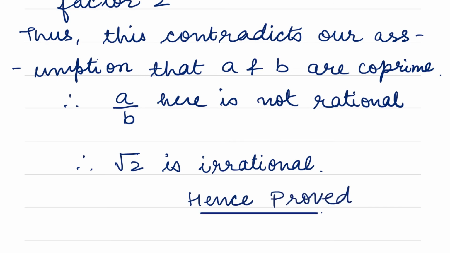Similarly, in this way, we can prove the other non-perfect square roots as irrational. Now you can prove for root 3, root 5, root 11. So try all these numbers, and if you have any difficulty, you can ask me in the comments.